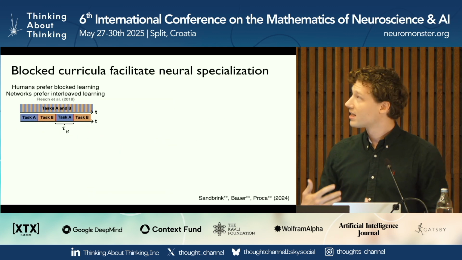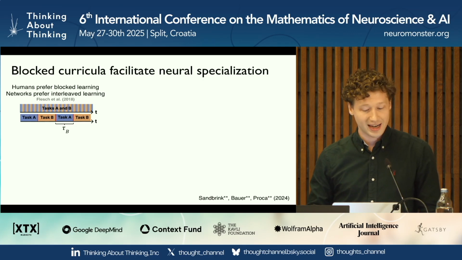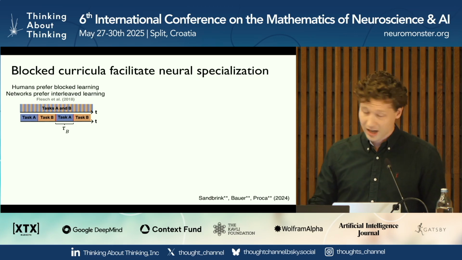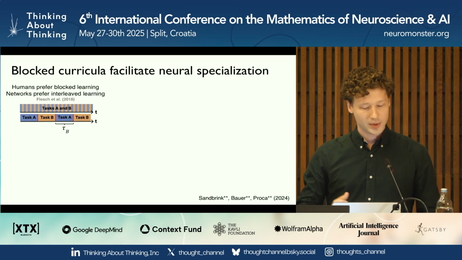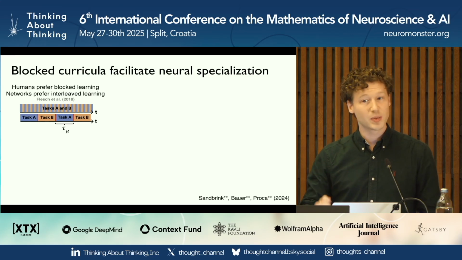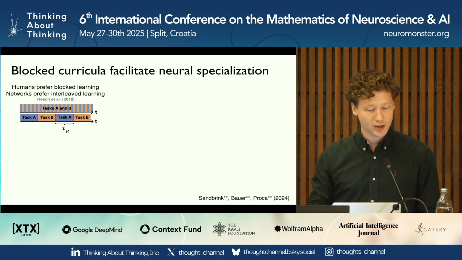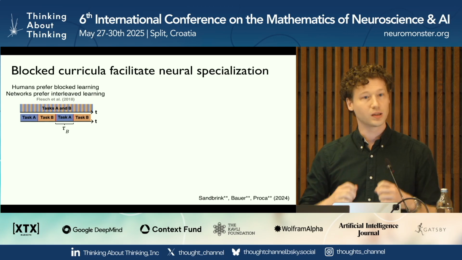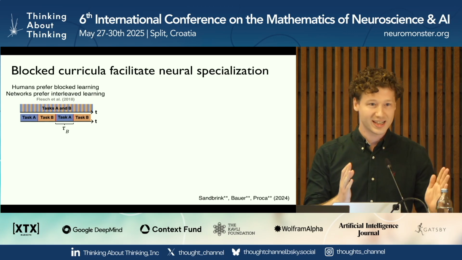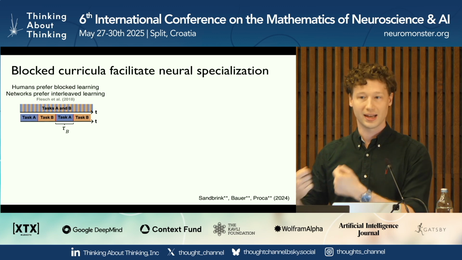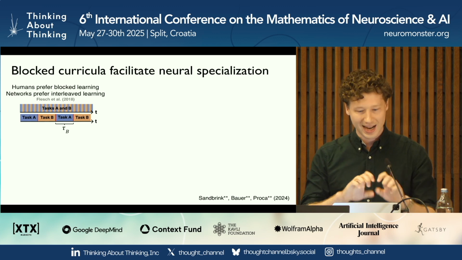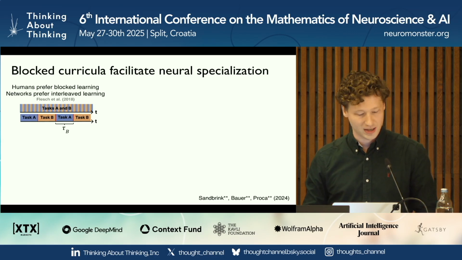I got interested in this phenomenon from a bit more of a learning dynamics perspective, building on a prior project where we tried to address one of the classic differences between human learning and neural network learning: when people learn several different tasks, they prefer to learn them one at a time and then move on to the new one, whereas a neural network would prefer treating them as one big task, in an interleaved fashion.